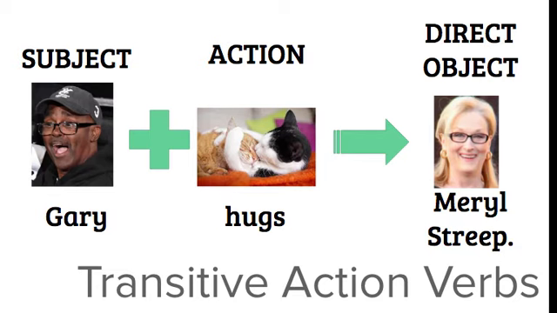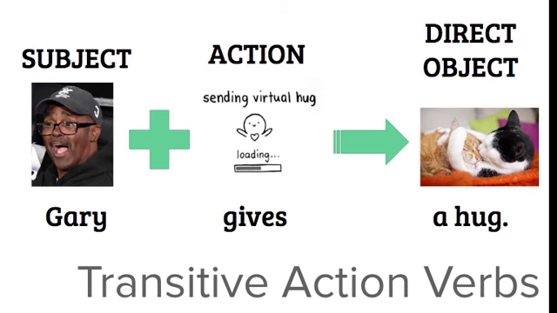Now you can also give something to someone. For example, Gary gives a hug. Now in this case, the action verb is gives, and the direct object is a hug. But what if we combine this thought with our previous thought? That's where we get indirect objects. When we are doing the action towards something with something else, which I know sounds confusing, but let me map that out for you. That creates an indirect object.